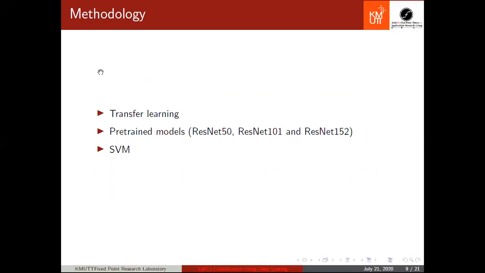The methodology used in this work is that we employ the idea of transfer learning due to the limited size of the data set. Specifically, we used three residual network models: ResNet 50, ResNet 101, and ResNet 152. These pre-trained models are used for feature extraction, and subsequently, the extracted features are fed into a support vector machine for classification.